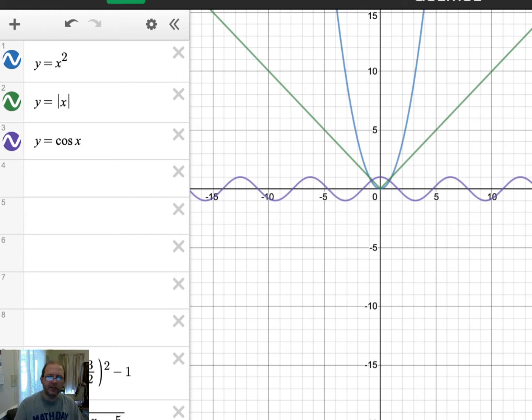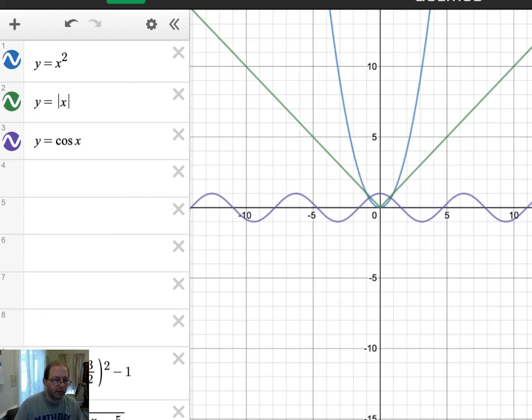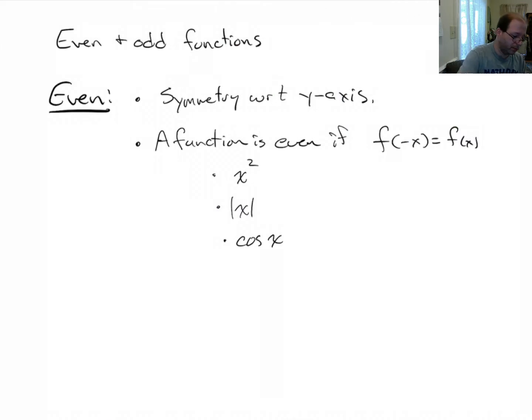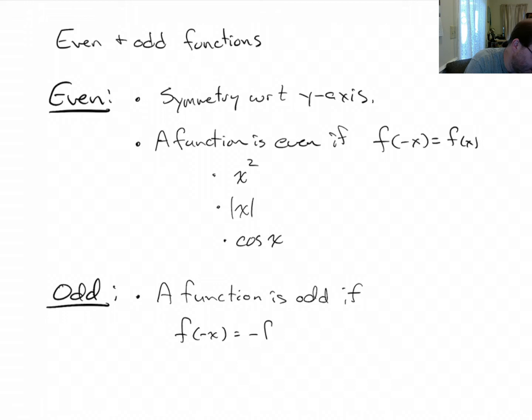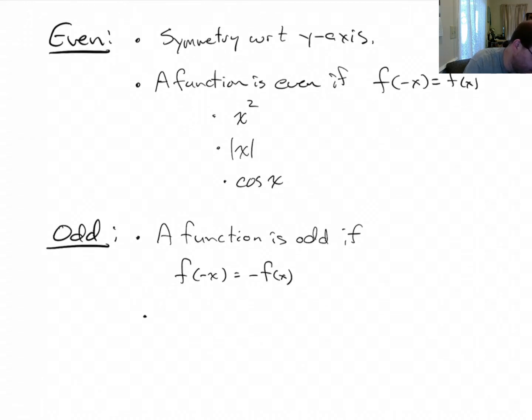Now, odd functions are defined similarly. An odd function, the definition is a function is odd if f of negative x is equal to minus f of x. And these functions have symmetry with respect to the origin.